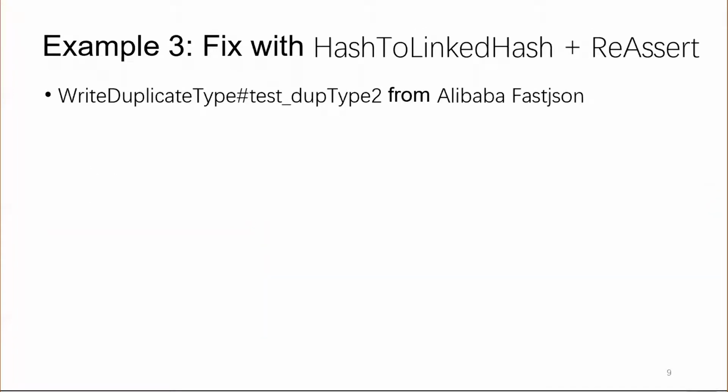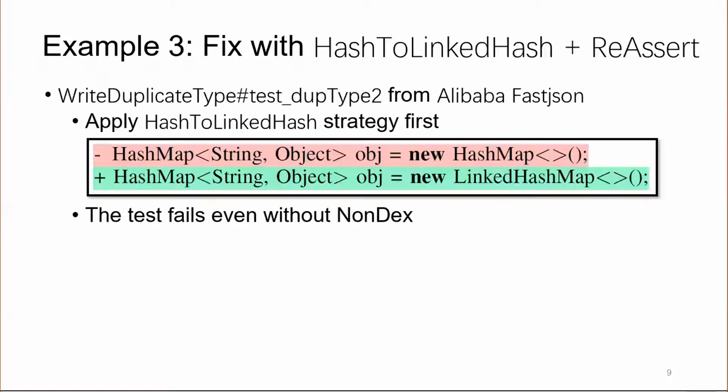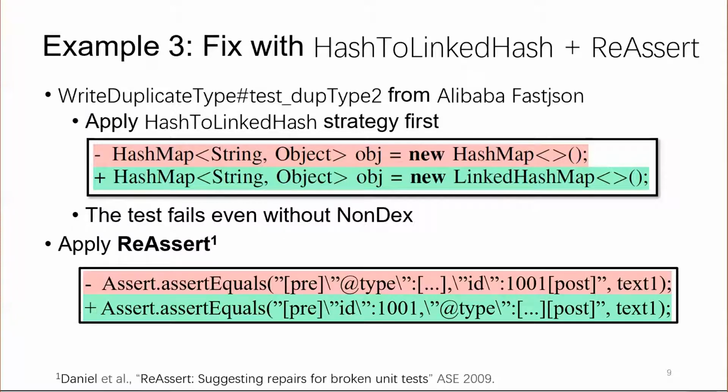Let's see this example from the Alibaba FastJSON project. As in the previous example, the root cause was with a HashMap iteration, and DexFix proposed the following change. However, after this change, the test still fails, and even without NonDex. The reason for this is that changing HashMap to LinkedHashMap makes the iteration order different from before. At this point, we run ReAssert to repair the failing assertion. ReAssert replaces the expected string with the actual string that the test produces. These two changes now make the test pass both with and without NonDex.